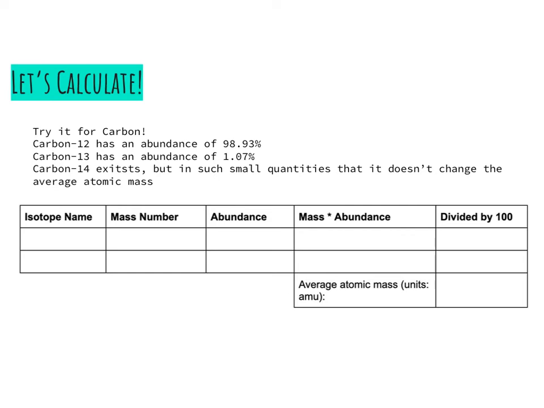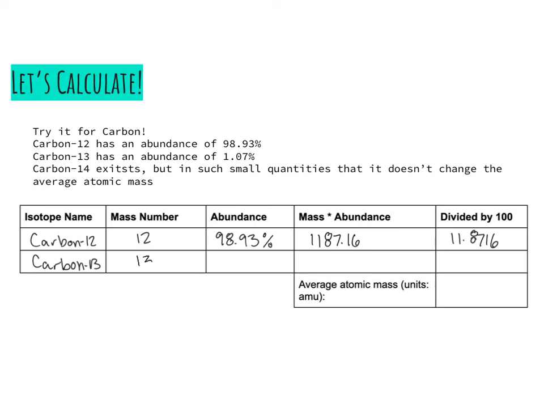Alright, here we go. Carbon-12 with a mass number of 12 and abundance of 98.93. When we multiply those, we get 1,187.16, and then divide that by 100, and we get 11.8716.